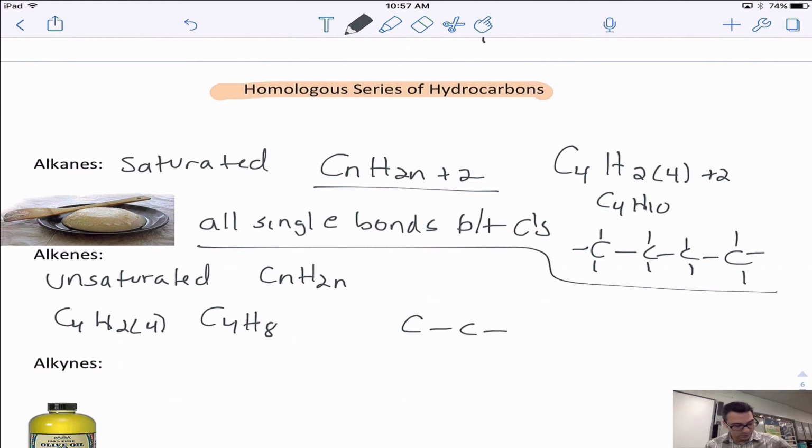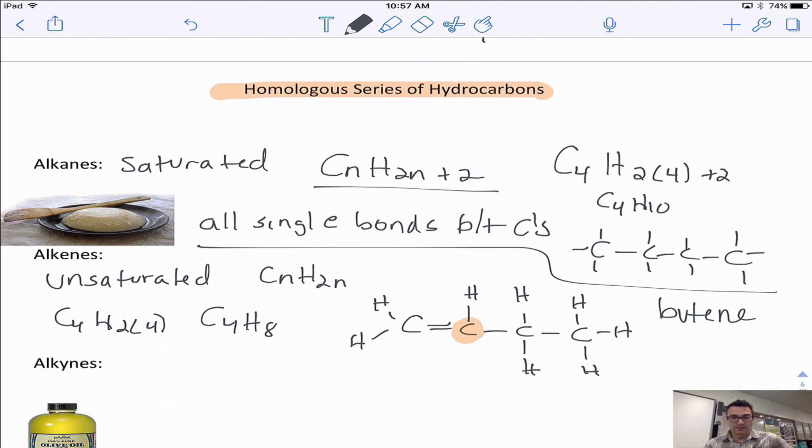So we would do our 4 carbons, but now we would have a double bond. Now the next carbon already has 3 bonds, the second carbon already has 3 bonds, so it only needs 1 more hydrogen. The third carbon would need 2 hydrogens to form an octet, and the last carbon would need 3 hydrogens to form an octet, and now I have my unsaturated hydrocarbon. I would call this butene. And to be exact, I would actually call this 1-butene.